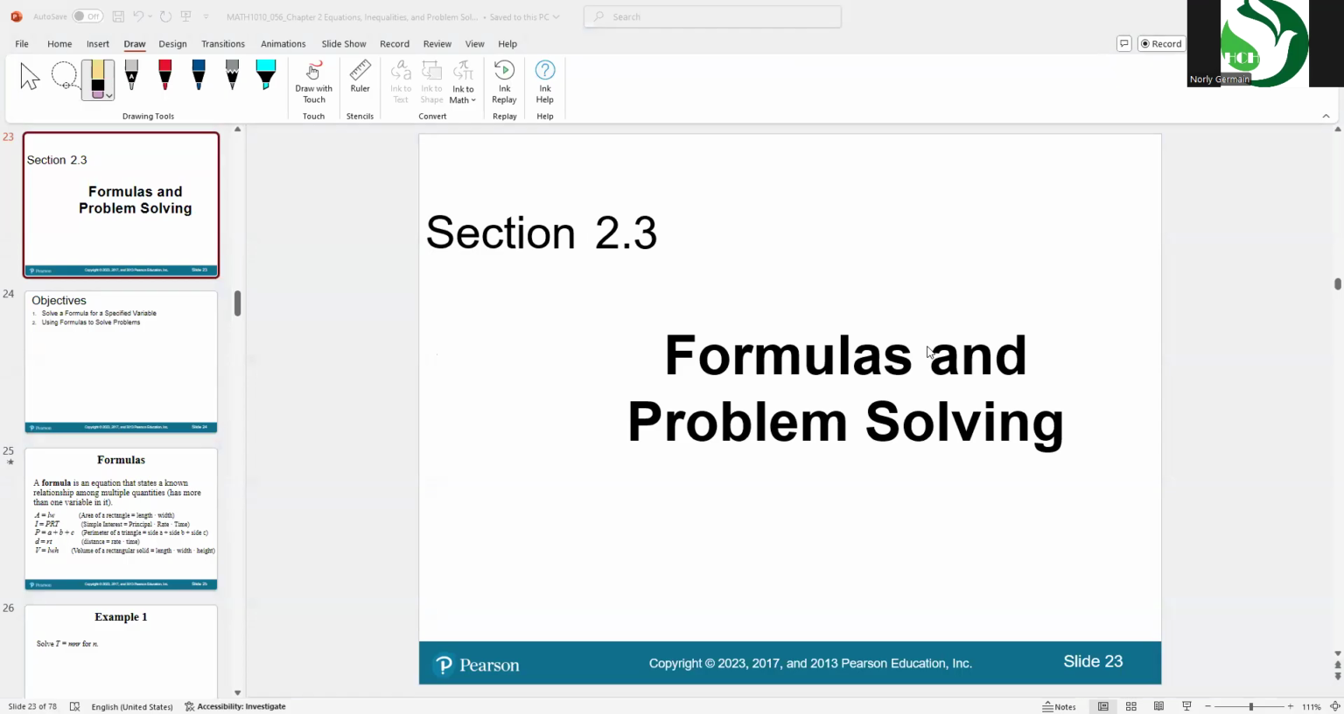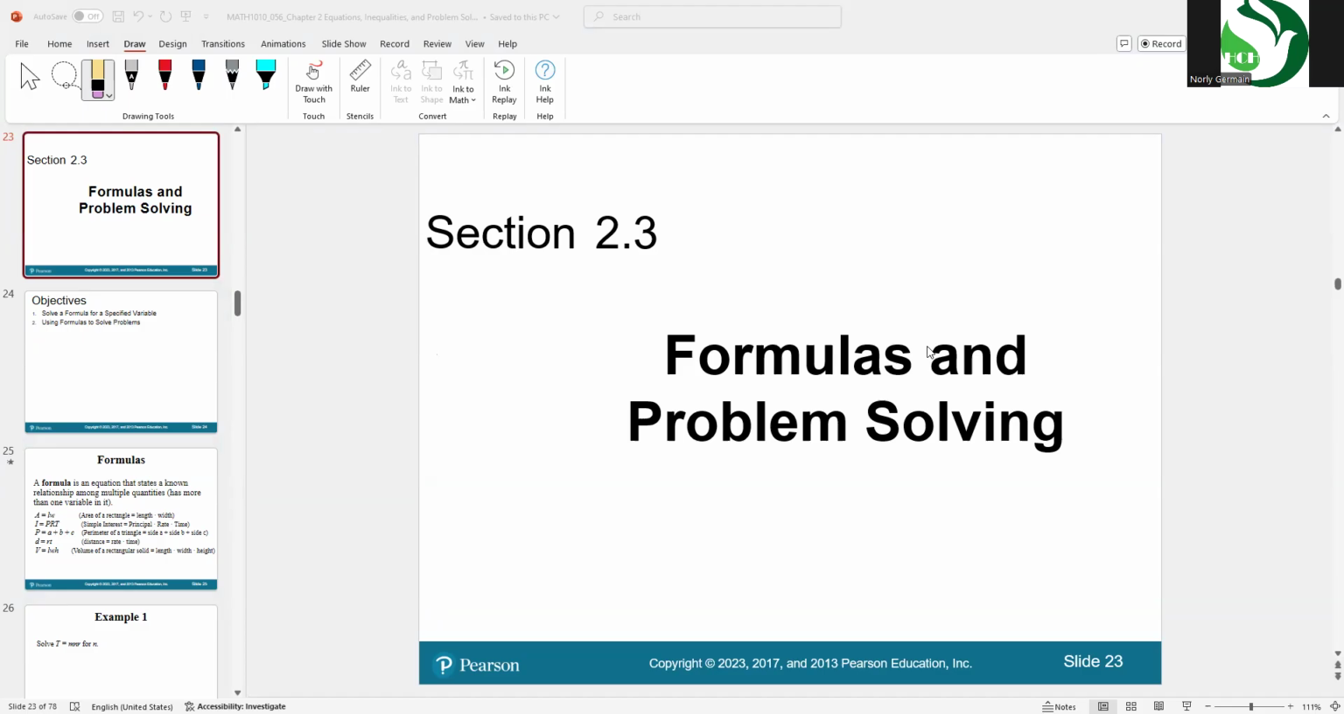In this video, we're going to focus on formulas and problem solving. Remember that we are still in chapter 2, equations, inequalities, and problem solving. In the previous two sections, we went over linear equations in one variable, and also we made a brief introduction on problem solving. In this section, we're going to focus on formulas and problem solving.